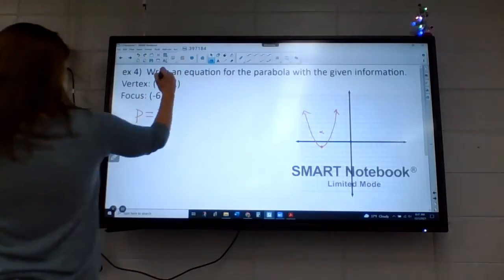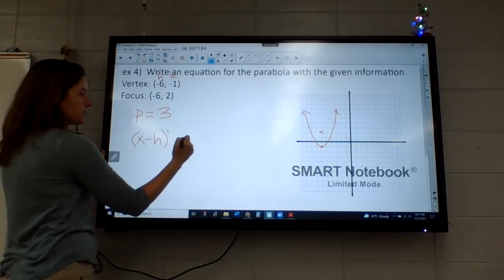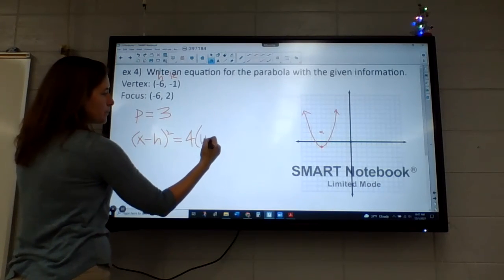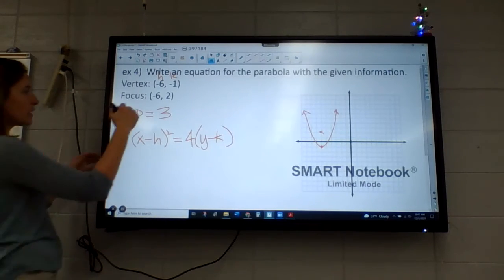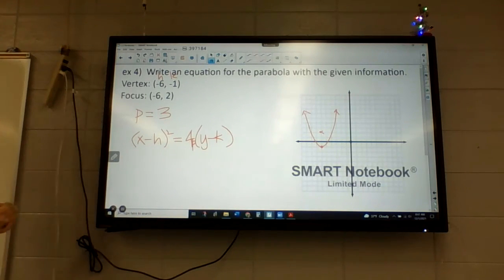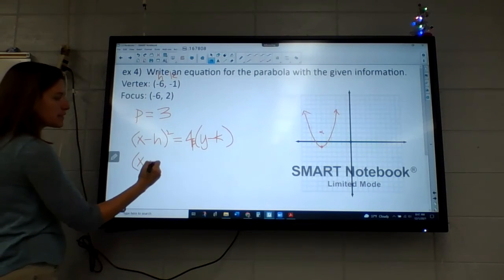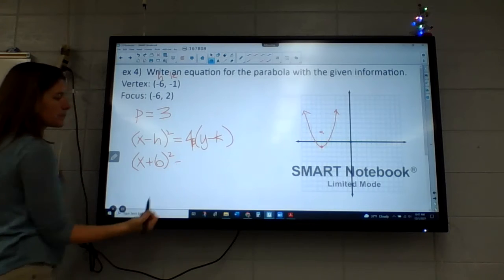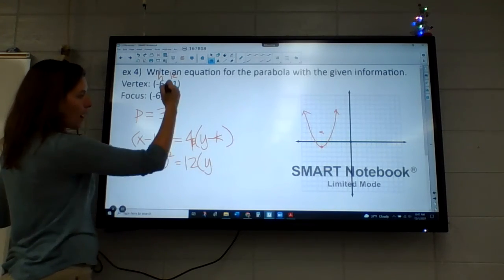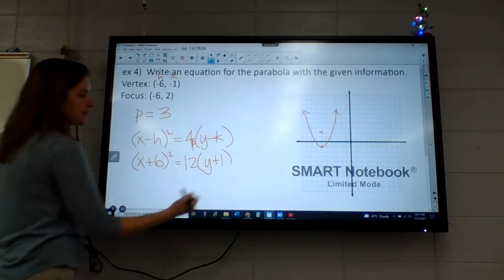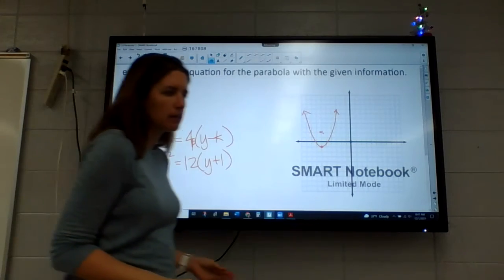They're giving us h and k. So we know we're using this formula. I should have written that out last time. And so then I just have to put everything in. Oh, 4p, sorry. It should be there. 4p. So x minus h, so x minus a -6, so plus 6. 4 times p is going to be 12 again. And then y minus k, so y plus 1. Those aren't too bad. It was that middle part.